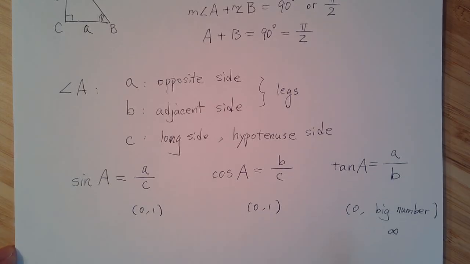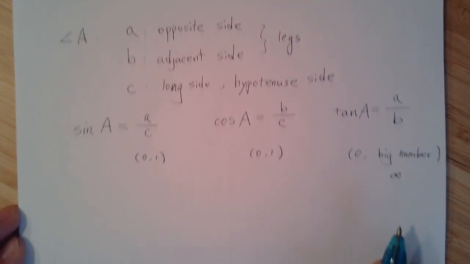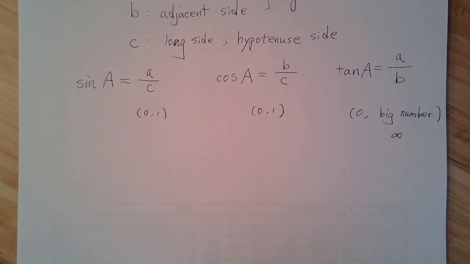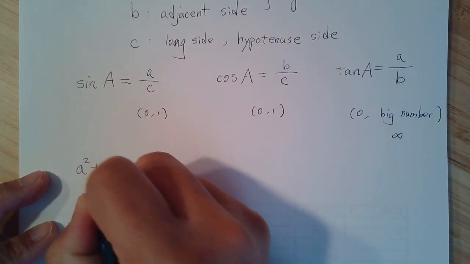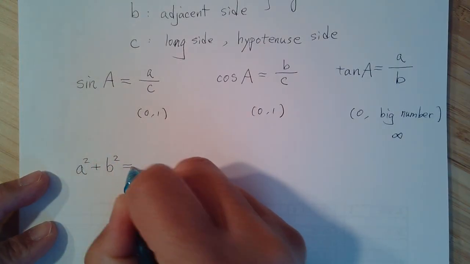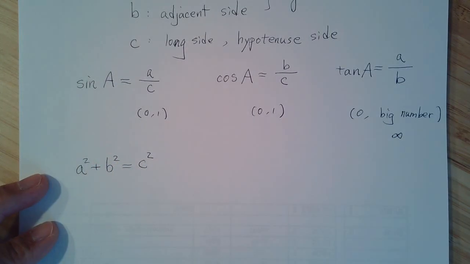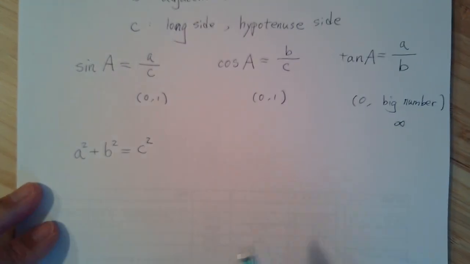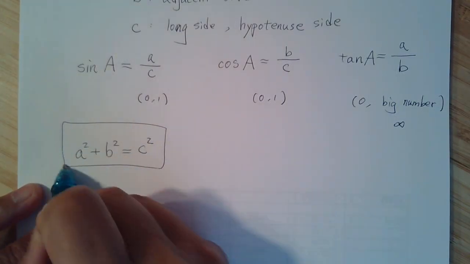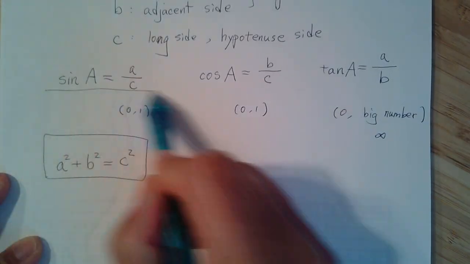Now, what's the other thing that we know about the right triangle? I believe you're going to tell me it is the Pythagorean theorem, which is a squared plus b squared equals c squared, right? Okay, so that's a squared plus b squared equals c squared. So we know this, and we also know this.